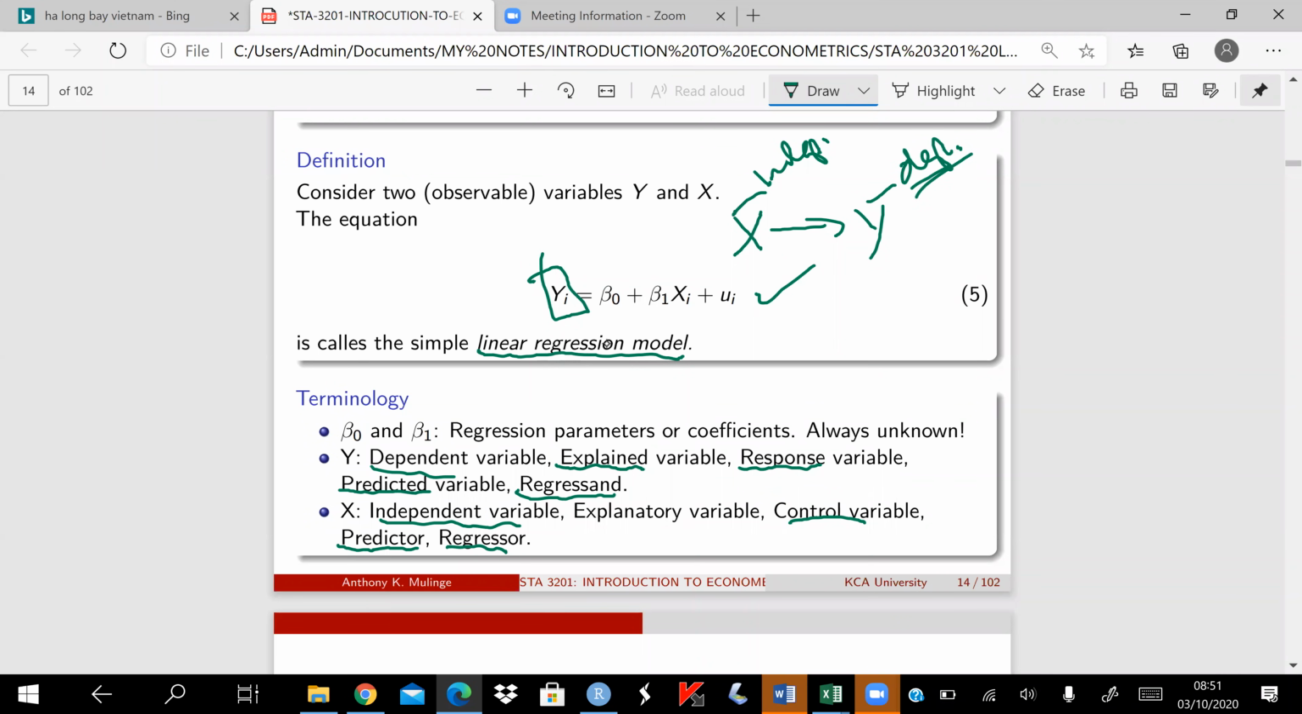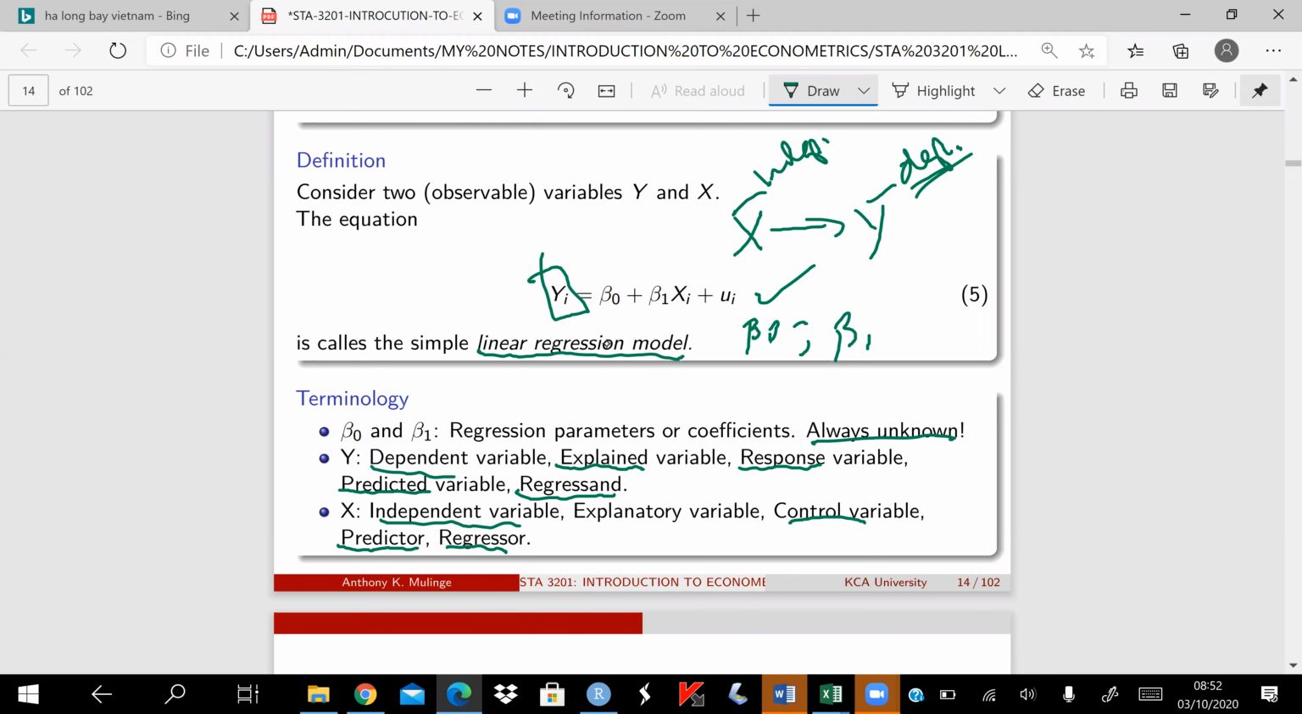Then we have the constants, beta naught and beta 1. Those two are called the regression coefficients. The regression coefficients are always unknown. They are population parameters, and they are always unknown, just like all the other parameters.